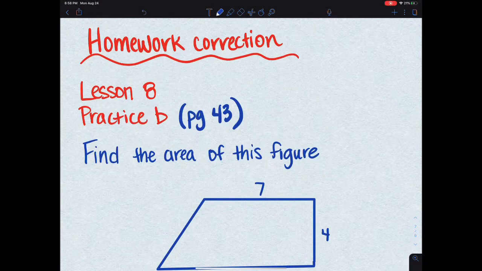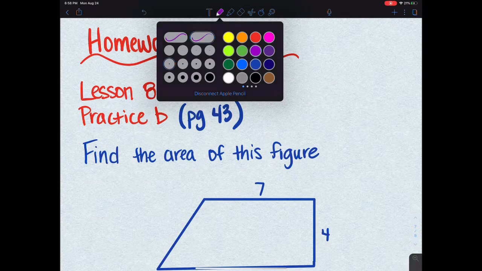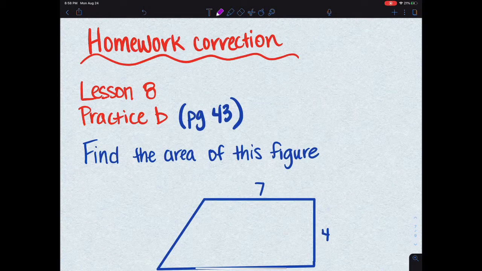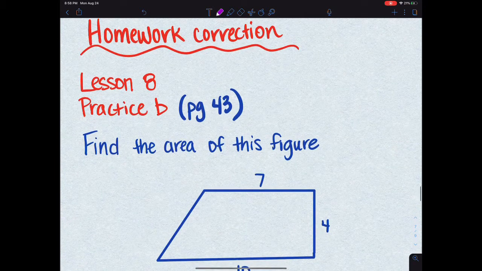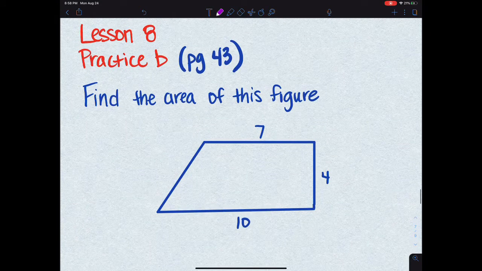Okay, Zach, the first thing I'm going to do is just go over what you missed on your homework on lesson 8. So on lesson 8, if you want to look at the problem, it was on the practice part, and it's practice B, and it's on page 43, and it says find the area of this figure. I actually think that you know how to do this, but what I think happened is I think that you copied it wrong onto your paper because you drew a figure onto your paper that doesn't look like this. So I'll just do this one and we'll figure out if that's what happened.